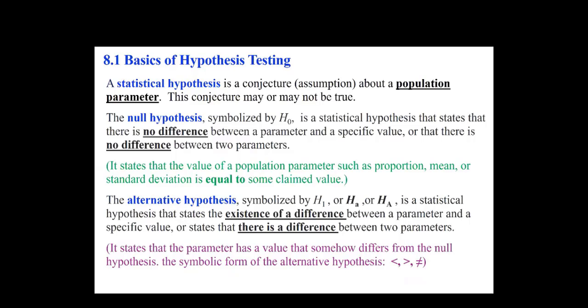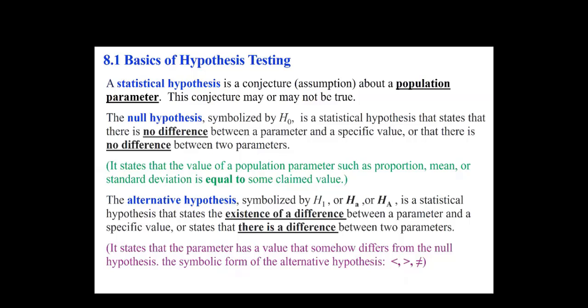The null hypothesis states that the value of a population parameter, such as proportion, mean, or standard deviation, is equal to some claimed value. The alternative hypothesis, symbolized by H1 or HA, is a statistical hypothesis that states the existence of a difference between a parameter and a specific value, or states that there is a difference between two parameters. It states that the parameter has a value that somehow differs from the null hypothesis. The symbolic form of the alternative hypothesis: less than, greater than, not equal to.